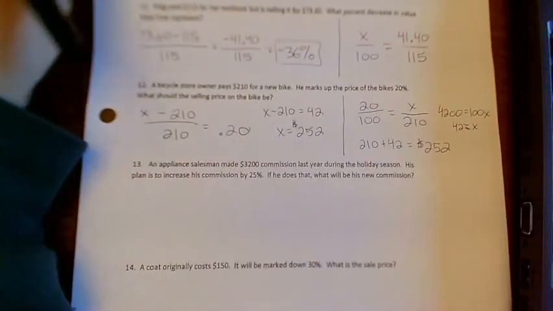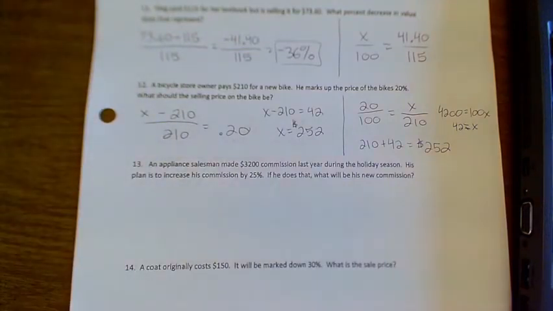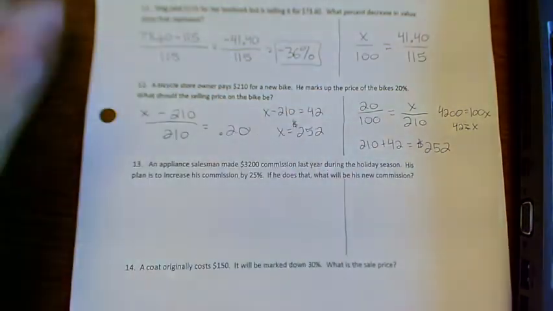All right, number 13, so a couple more. An appliance salesman made $3,200 commission last year during the holiday season. His plan is to increase his commission by 25%. So if he does that, what will be his new commission?